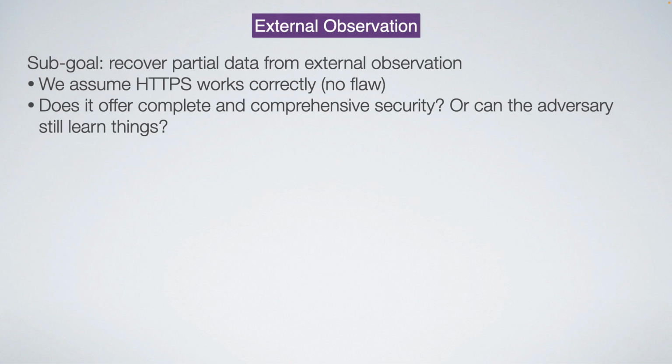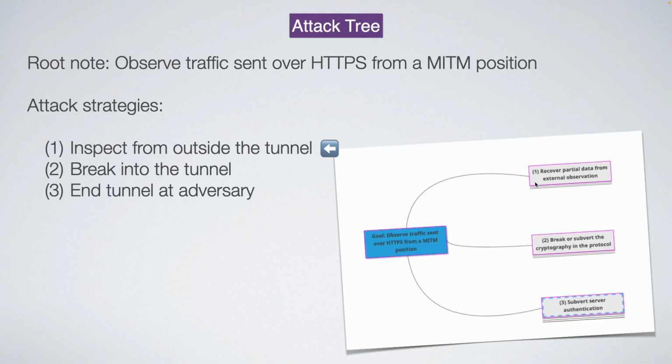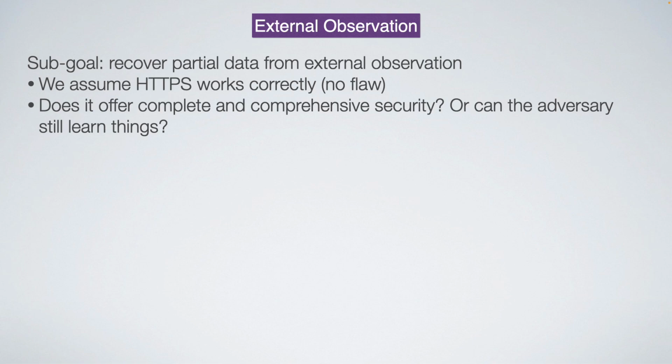Okay, so for this branch of the tree up here in number 1, we're going to assume that HTTPS works flawlessly. There's no problem with HTTPS itself. It works perfectly. And even if it works perfectly, can we still achieve our goal or not? Is the security that it offers actually complete? Is it comprehensive? Or can we still learn things? And if we can learn things here, then arguably HTTPS didn't solve that problem. It wasn't a goal of theirs to solve that problem, okay? But we don't care as adversaries. As long as we're learning stuff, we don't care whether that was supposed to be covered by HTTPS or not.